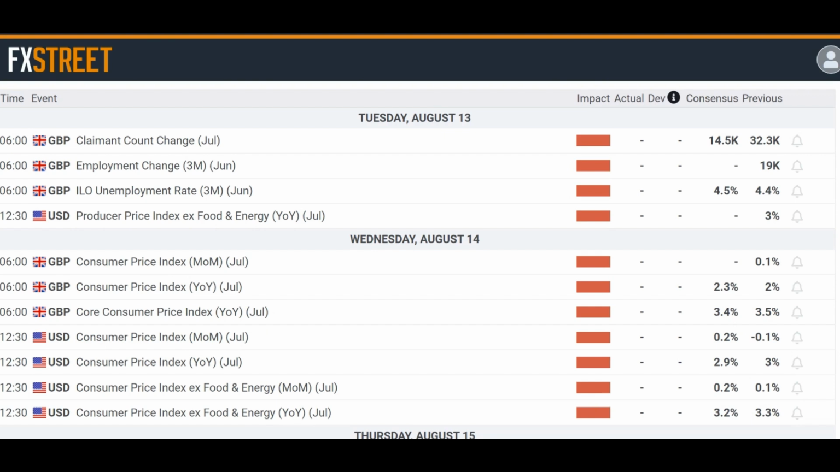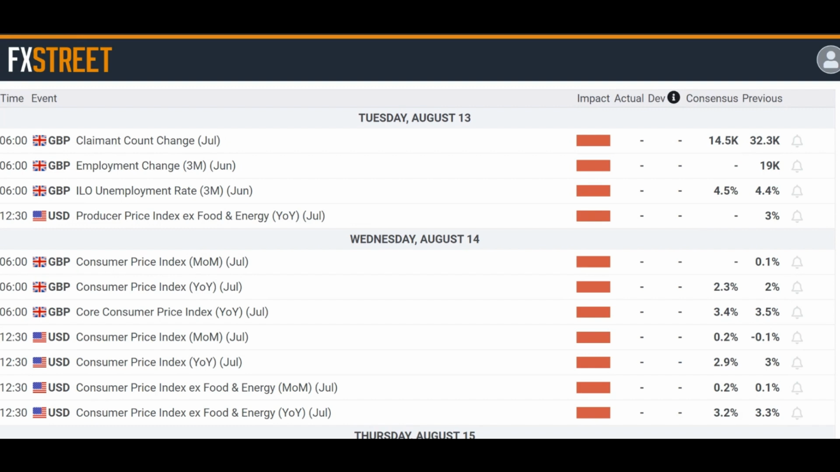Now, looking at the economic calendar here, and based on the asset we are monitoring, we will be focusing on high impact events from both the United States and the United Kingdom economic docket. The first impactful event for the week is coming in on Tuesday, August 13th, and that is from the United Kingdom. In fact, we have three events running simultaneously.